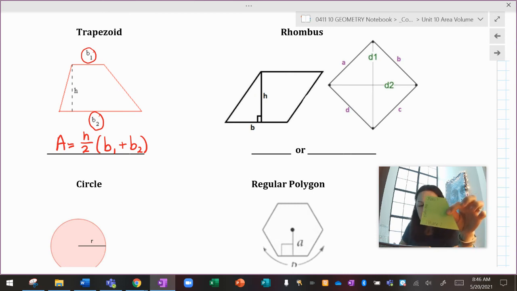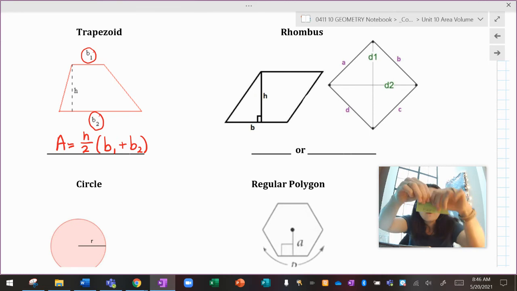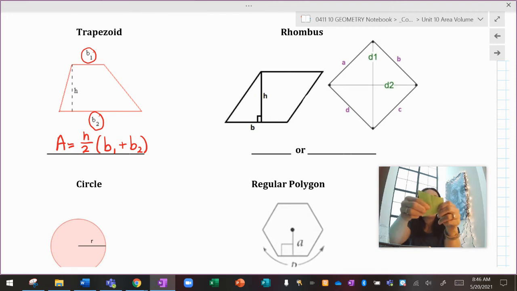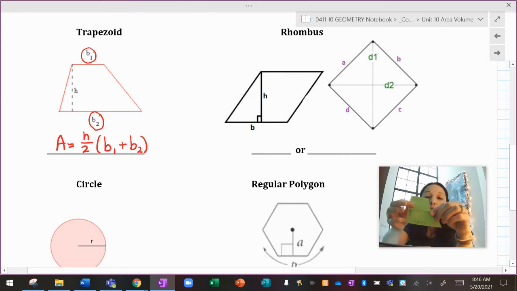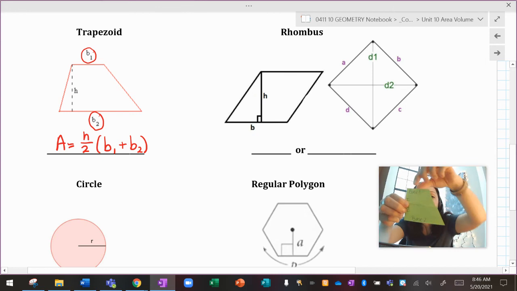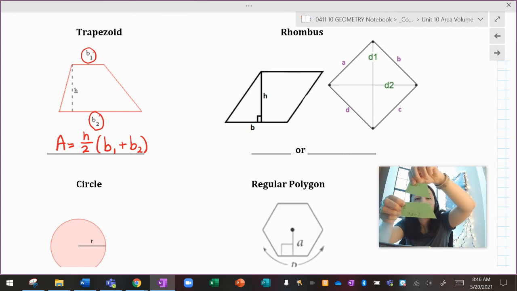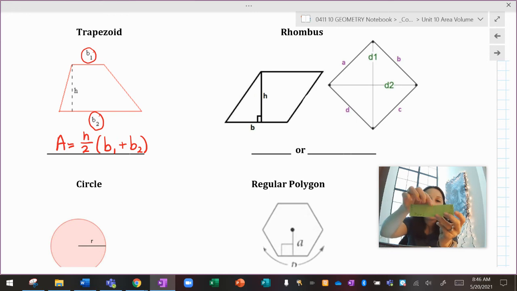Well, wait a second. Why do I add the bases and multiply by half the height? Watch this. I'm going to take this trapezoid. I am going to fold it in half. Wha! Thereby taking half the height. Then, not only am I going to fold it in half, I am going to cut it in half. Wha! Base 1 and base 2, and the height's over here. Watch what I can do with this. Boom! What on earth just happened?